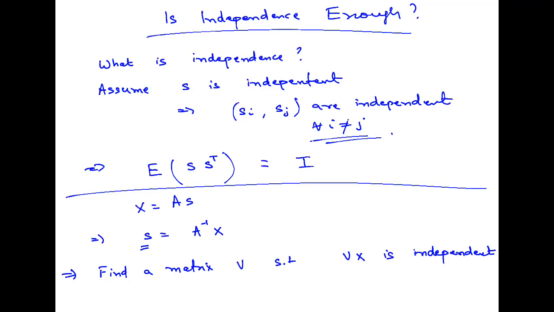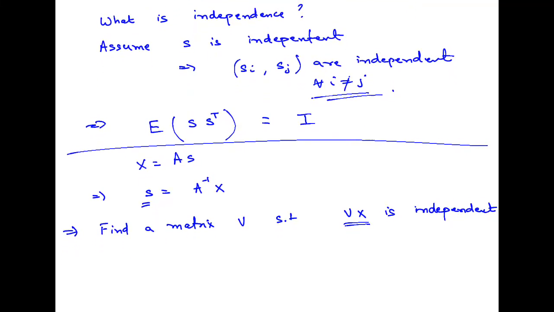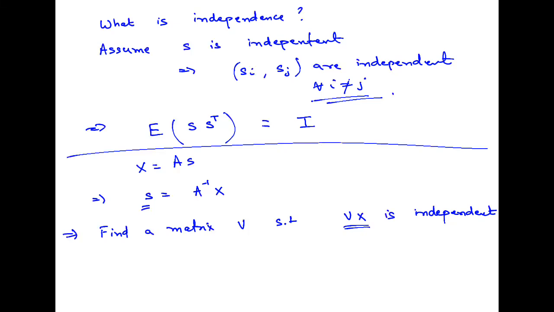What do you mean by V times X? V is a matrix, X is a vector of random variables. So each row of V times X will be a random variable, a linear combination of the random variables in X. So you want to find a matrix V such that VX is independent. What does it mean to say VX is independent? Expectation of VX times VX transpose equals I.